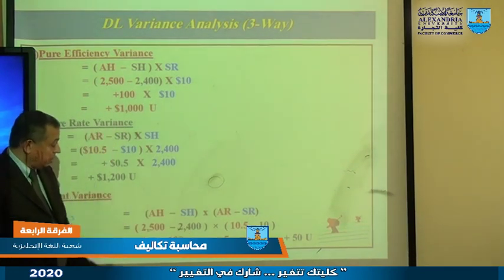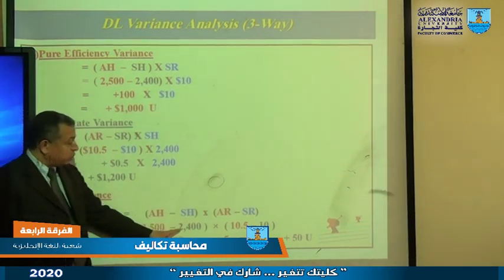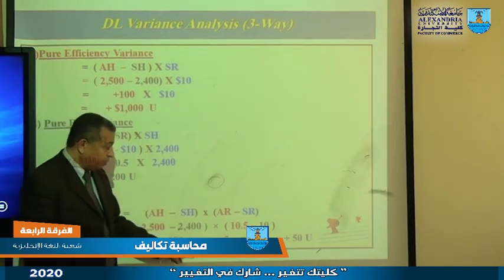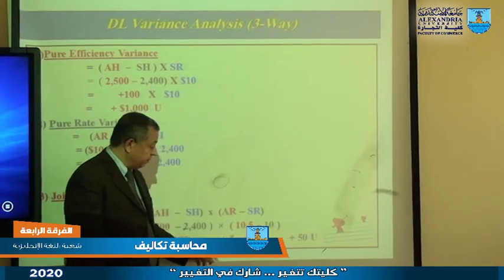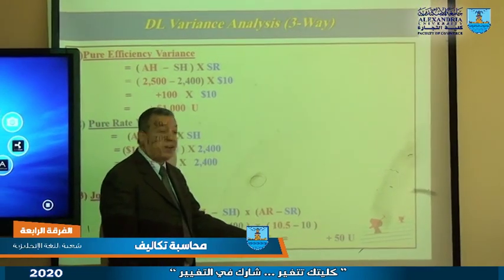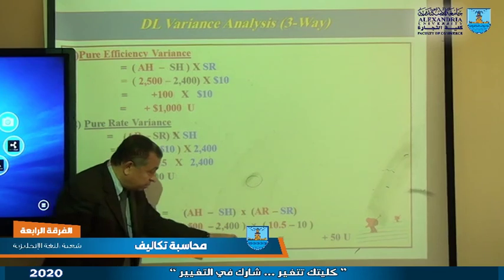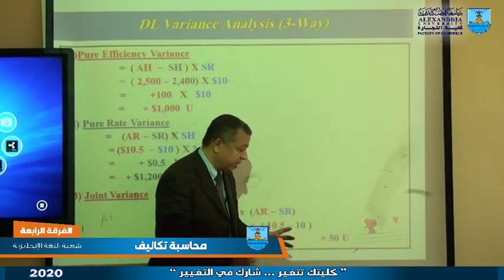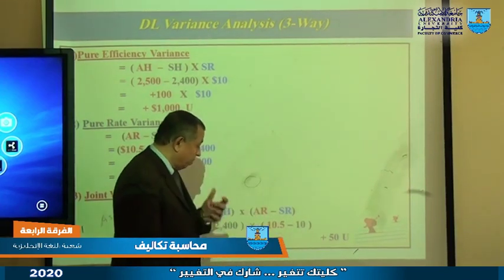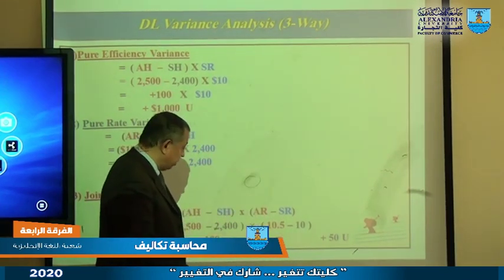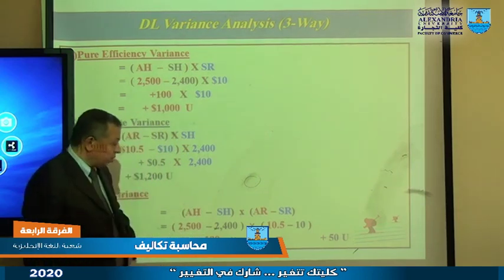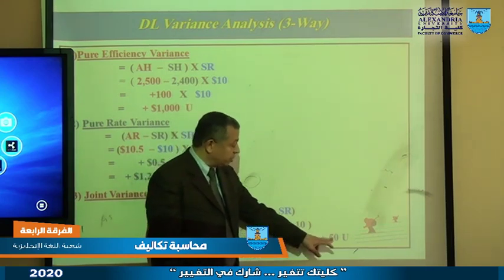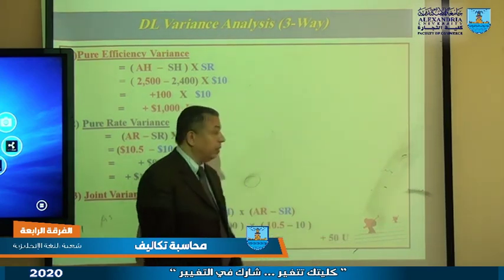Here by amounts: 2,500 minus 2,400, I have positive 100, the difference between hours. Times 10.5 minus 10, positive also, 0.5. Positive times positive will equal positive. Don't forget how to multiply different signs. If one of them is negative and the second is positive, or both of them negative, you have to multiply like material. Here I have positive 50, unfavorable.